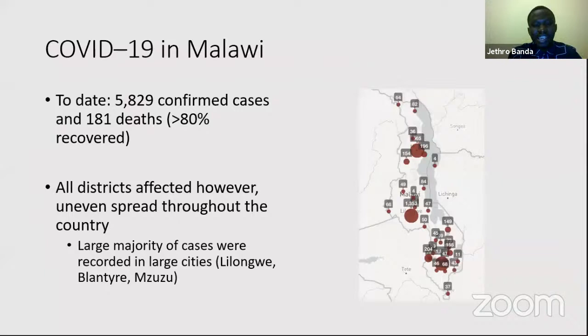As of yesterday, Malawi had 5,829 confirmed cases. Of these, sadly, 181 have resulted in deaths, but over 80% have since recovered. The cases are spread across Malawi, but the majority are within the three large cities, with Blantyre having the most, followed by Lilongwe and Mzuzu.